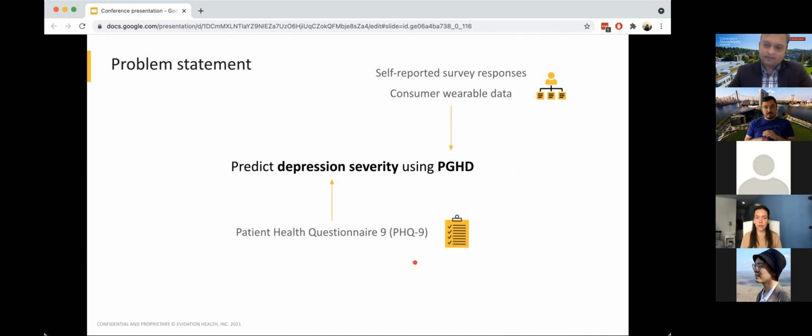So the goal of our work was to predict depression severity using PGHD. Here we got PGHD in the form of self-reported survey responses, as well as consumer wearable data. And we measured depression severity using PHQ-9, the Patient Health Questionnaire 9, which is a 9-item questionnaire, which is proven to be reliable and valid to measure depression severity.